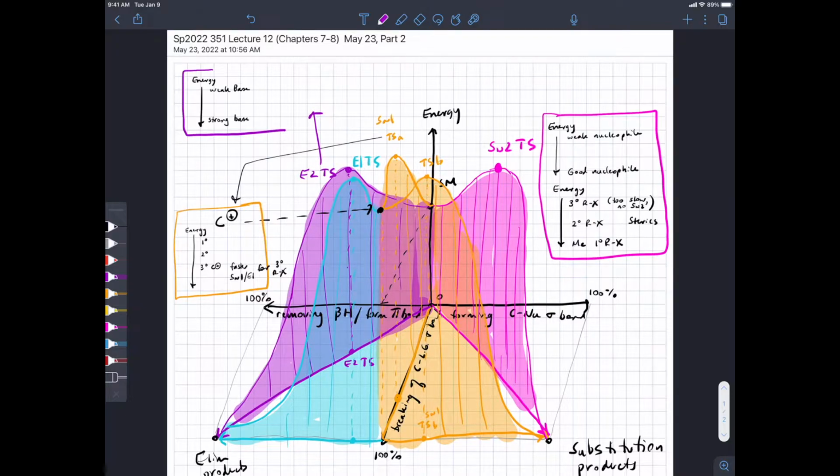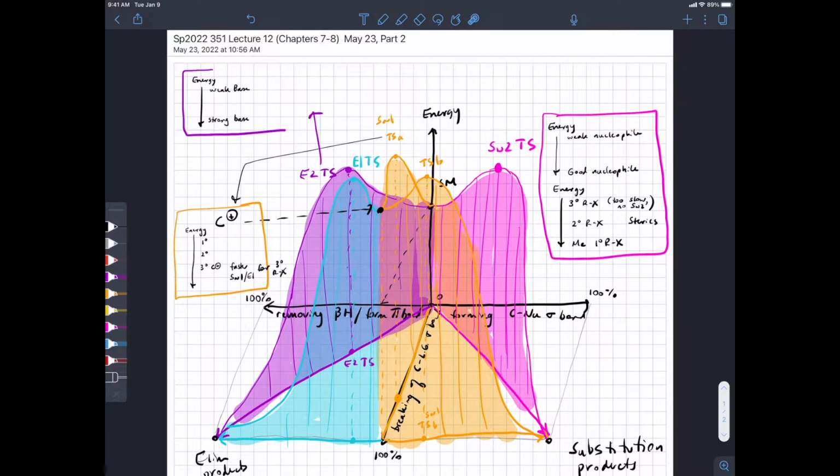So you can imagine a situation where you have a tertiary alkyl halide and a strong base. You can't do SN2, and you won't do SN1 or E1 because the strong base isn't going to wait around for the leaving group to leave. The E2 pathway is lowest in energy.